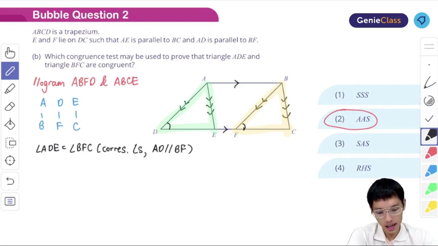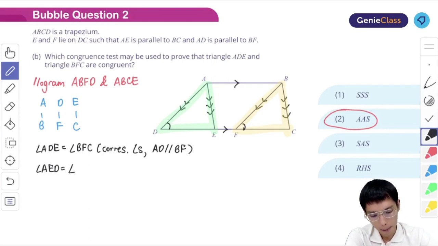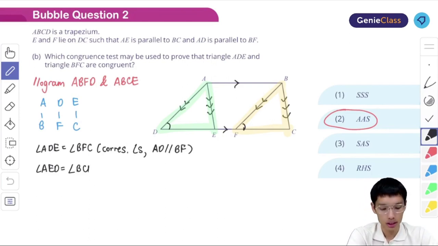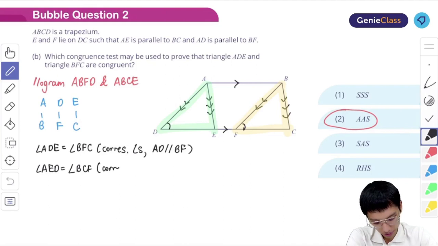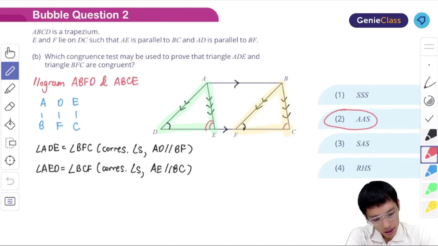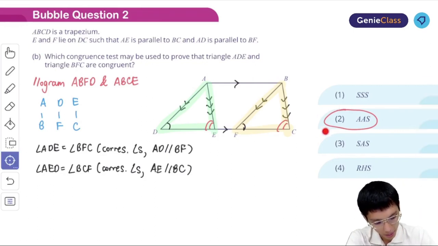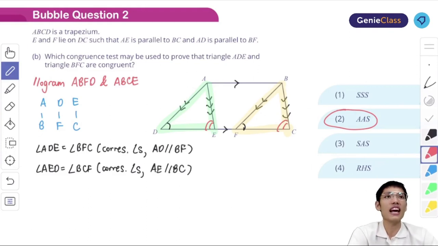Next one, there's also another angle as well. I have angle AED is equal to, in this case, angle BCF. Again, corresponding as well. So in this case, I'm using my sides AE and BC. Now in this case, take note, AA test doesn't work here. If you were to solve these two angles, you will know that this is number 2 already. Cannot be 1, cannot be 3, cannot be 4. But what's the last side? How do we find it?